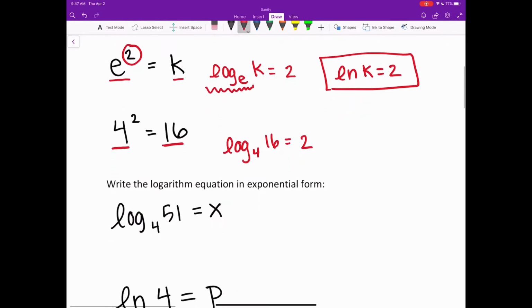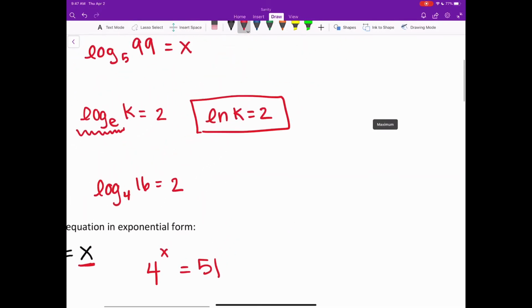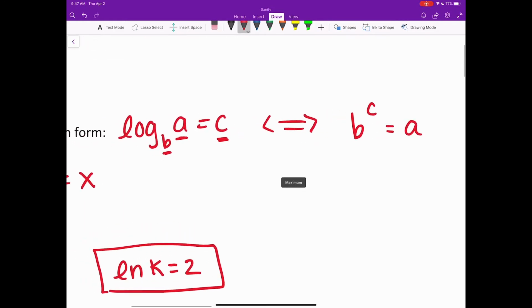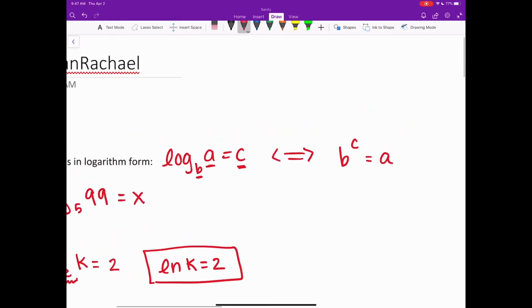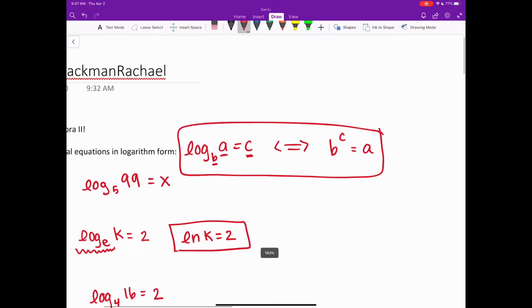Let's reverse that now and take our logarithms and write them as exponentials. Again, this is just from the worksheet that I have. So log base 4 of 51 equals x. So I've got that base of 4 has to be raised to a power of x, and that gives us 51. Again, I'm just following from this right here. It should be in your notes. It's in your textbook. Make sure you have this written down somewhere. That will help you. Okay, let's keep going.